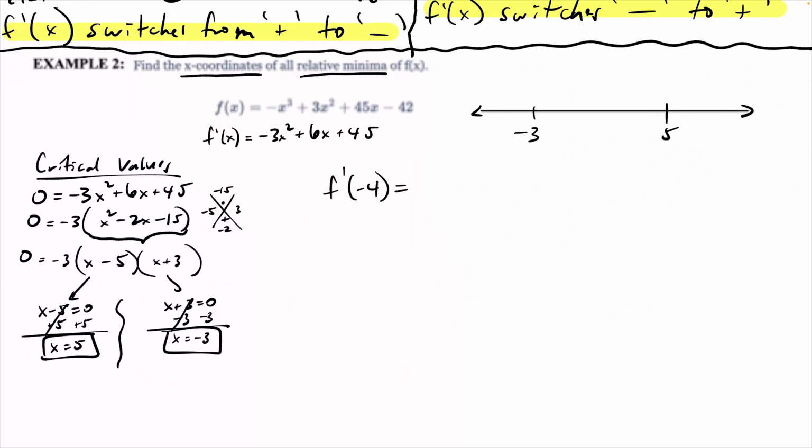So here's the thing. You can plug it into the -3x² plus 6x plus 45, or you could plug it into the factored version. I'd rather plug it into the factored version because it's a lot easier math. They're the same thing. One's just factored, one's not. So I would prefer, especially because I don't have a calculator, to plug it into this guy, -3(x - 5)(x + 3). So I'm going to plug -4 in and -4 in. So I get -3 times -9 times -1. I get -27.